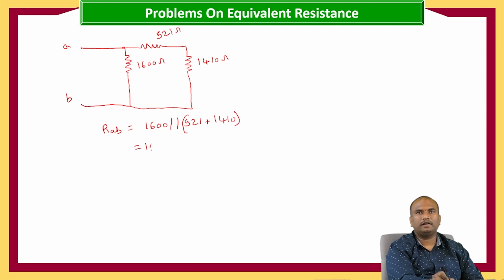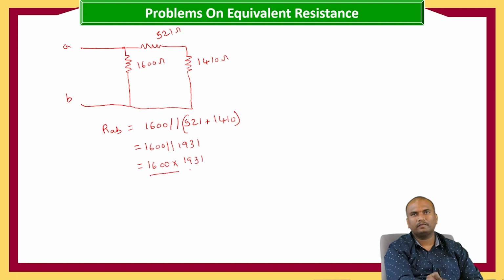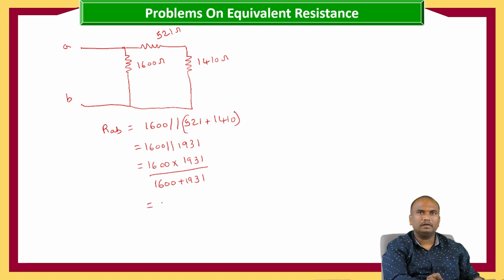Here 1600 is in parallel with 1931, which is equals to 1600 into 1931 by 1600 plus 1931, which is equals to 874 ohms. This is the RAB value.